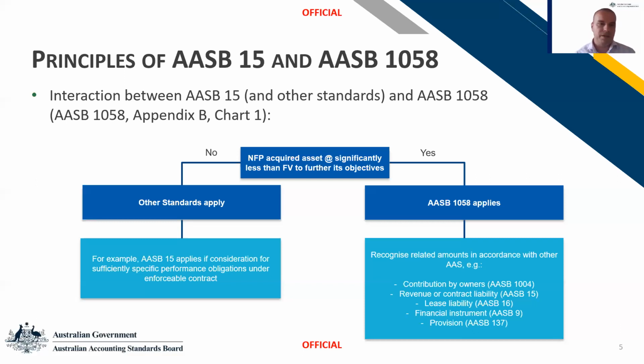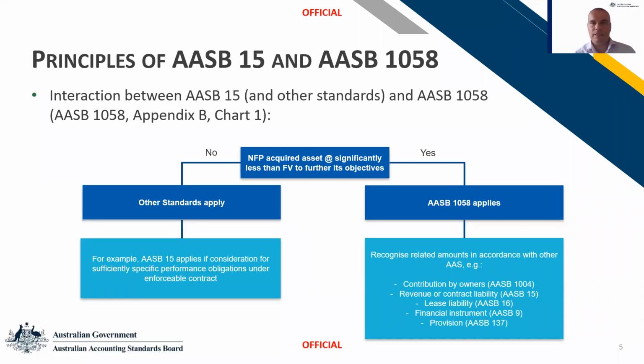It also can be AASB 16. An entity may consider that the transaction is in scope of AASB 16, but alternatively, the entity can start with the transaction in scope of 1058 and then determine that there are related amounts to be recognized in accordance with AASB 16 leases, for example.